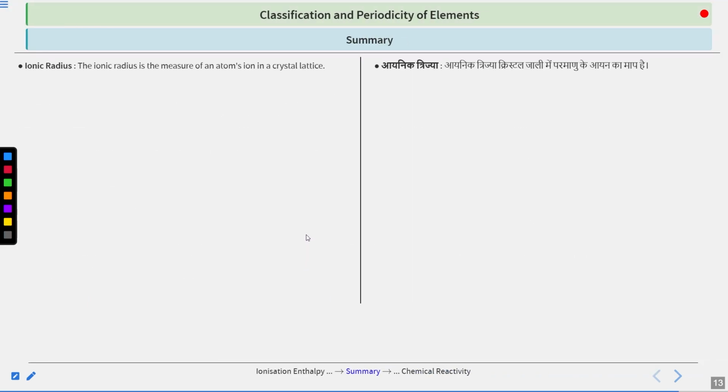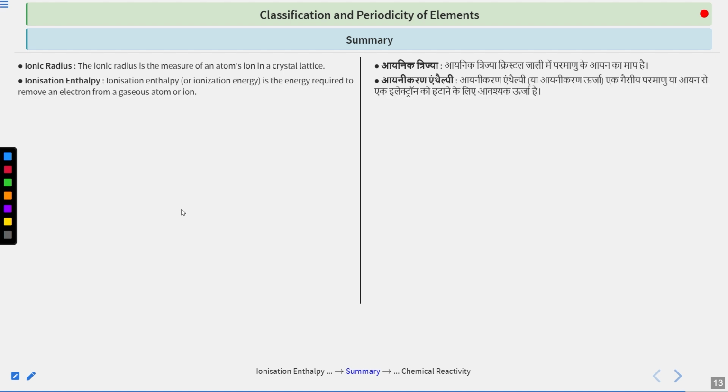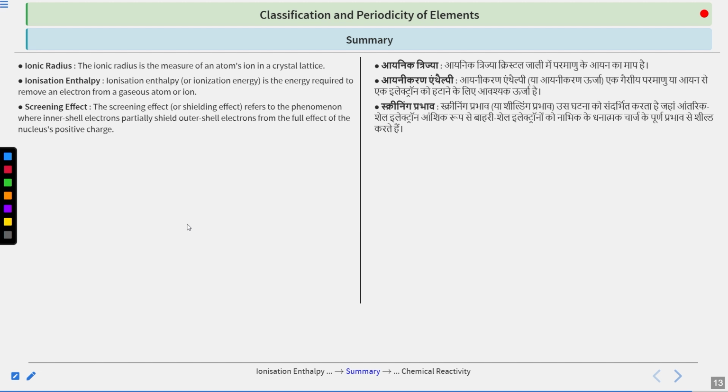So let us summarize this. Ionic radii, we have seen it earlier. It is the measurement of the atom's ion in the crystal lattice. Ionization enthalpy is the energy required to remove the electron from a gaseous atom. Screening effect is the shield, or you can say the barrier, through which the net effective charge on the outer electron is decreased.